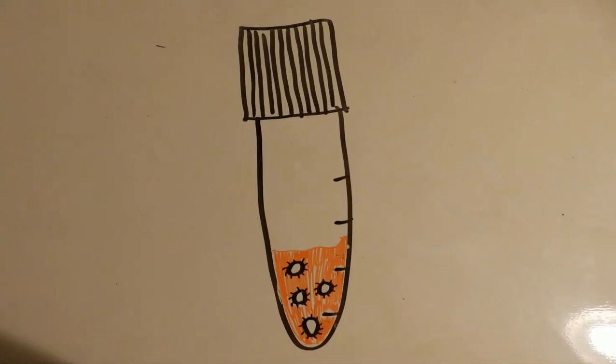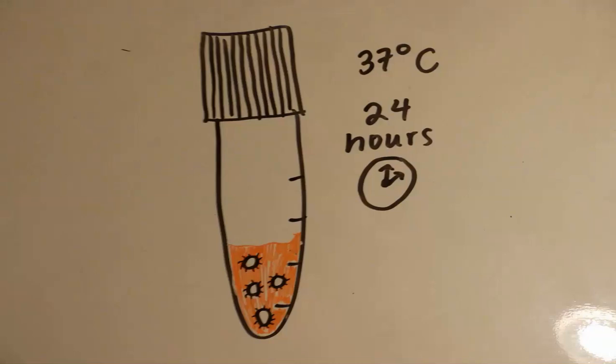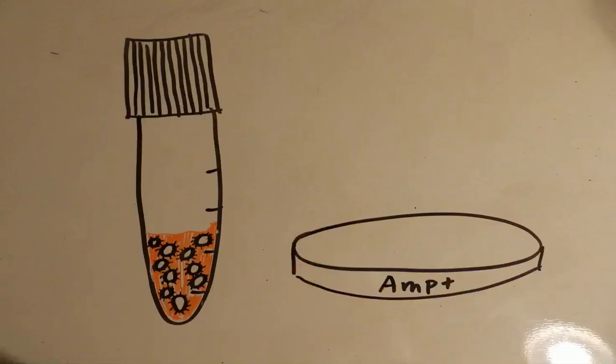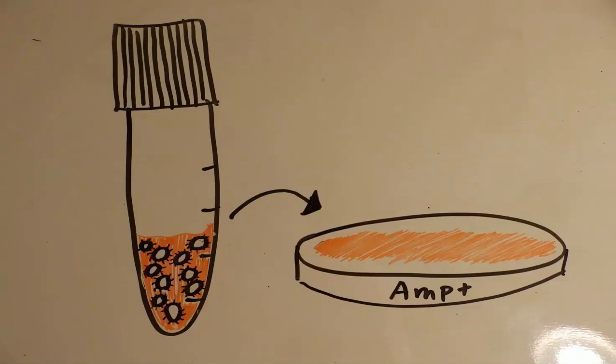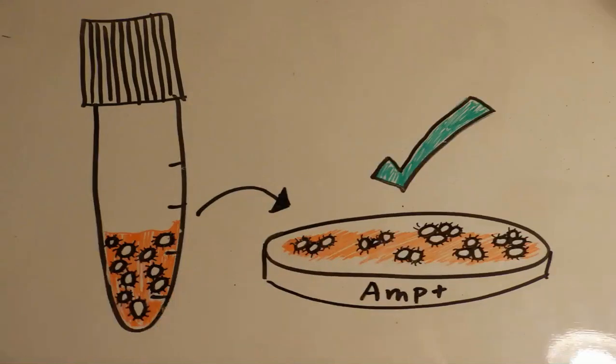LB media is then added to the transformed cells so that the cells can grow. The cells are placed in a shaker at 37 degrees Celsius to allow the cell to pre-grow and amplify. These cells are then plated on ampicillin plates and incubated at 37 degrees overnight. After 24 hours, if the transformation was successful, there should be colonies on the plates.